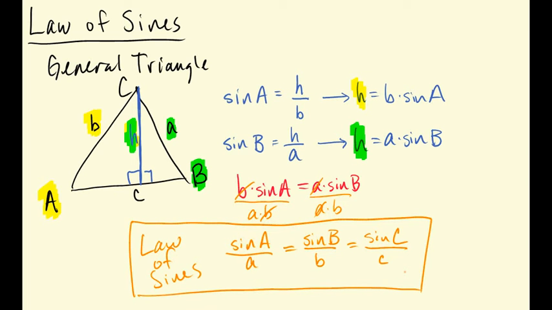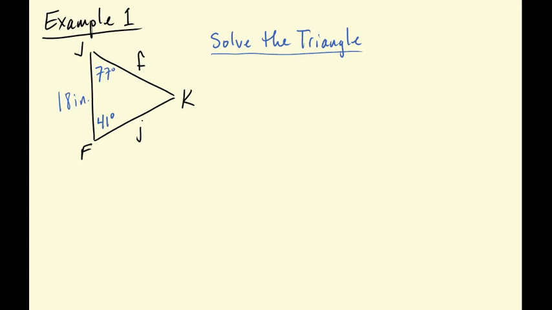Okay, so that's the law of sines. Now I'm going to show you how to use it. Here we have an example where we are going to solve the triangle, which means find all missing sides and angles. Here I have a generic triangle, and I say generic because we don't know any other information to make it a more special type, like isosceles, equilateral, etc. We have two angles given, 77 degrees and 41 degrees, and one side length of 18 inches. And so we're going to solve the triangle.